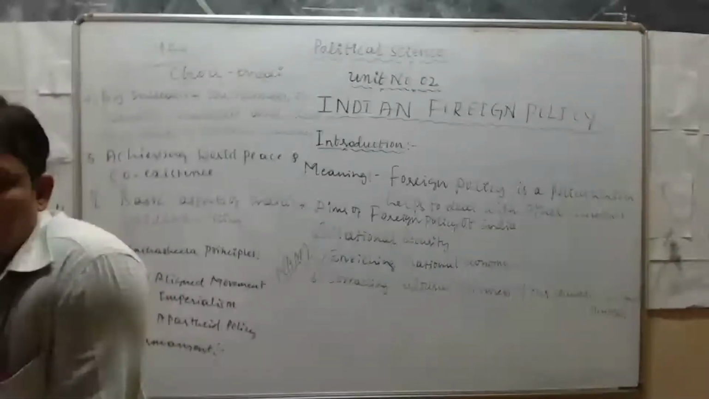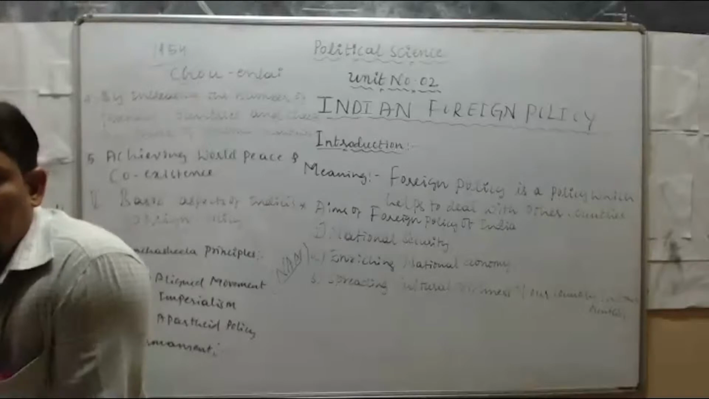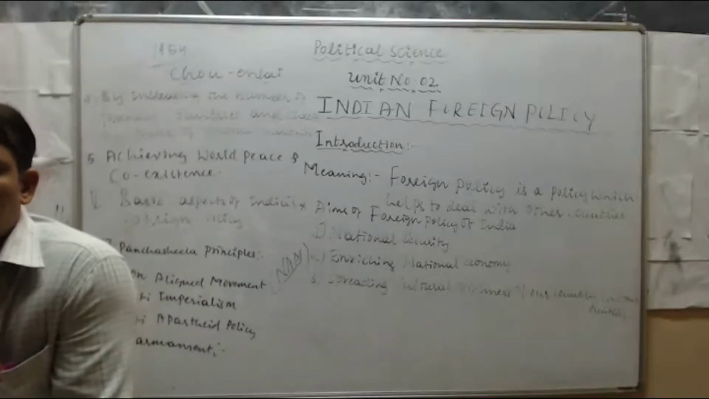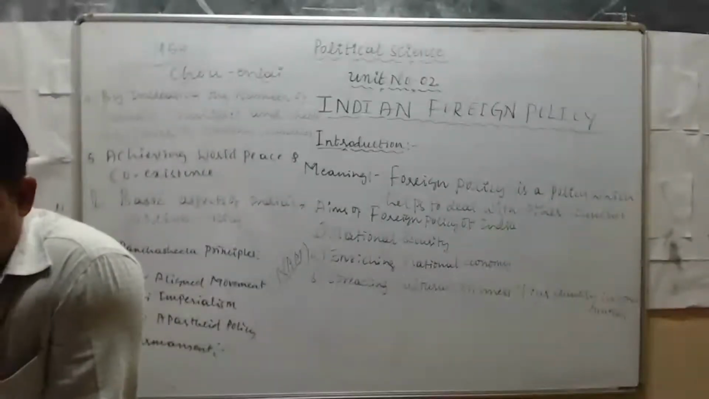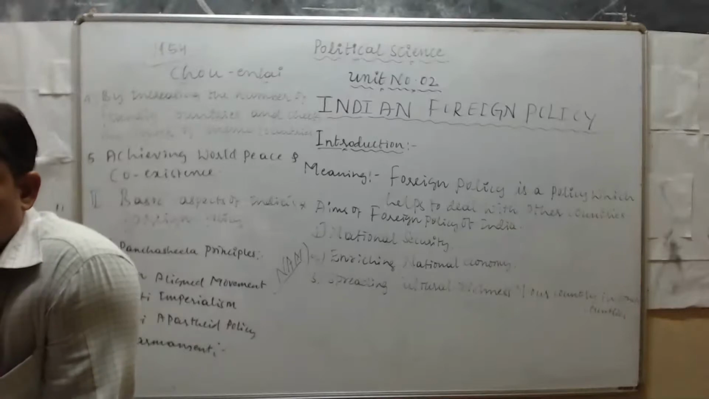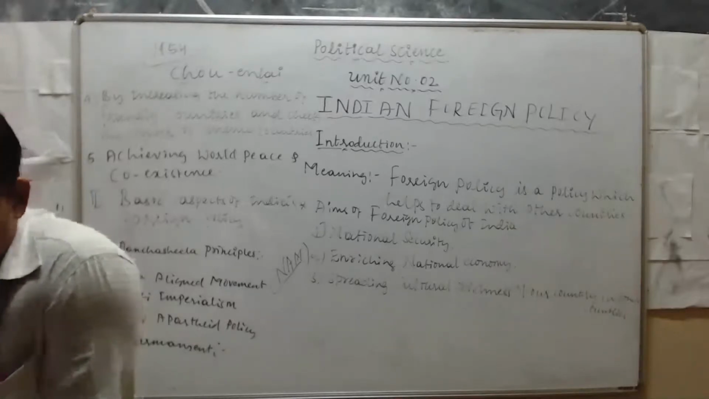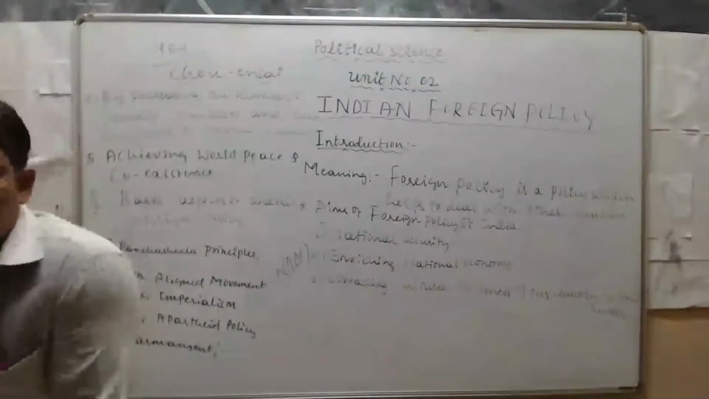Fourth one, mutual cooperation: both the countries should help and cooperate with each other. India should help China and China should help India. And fifth one, peaceful coexistence. These are the five Panchashila principles of Indian foreign policy.